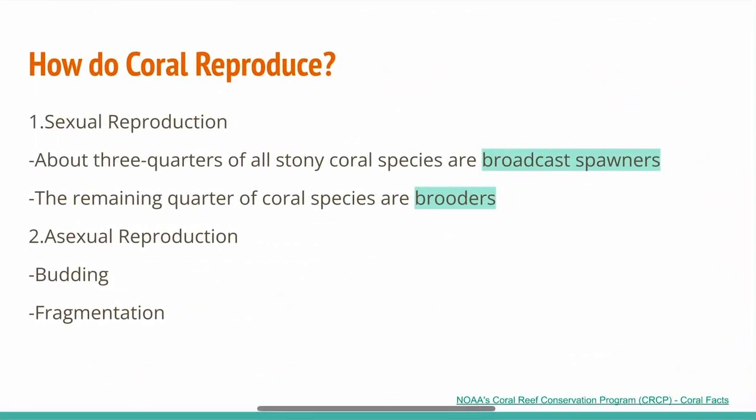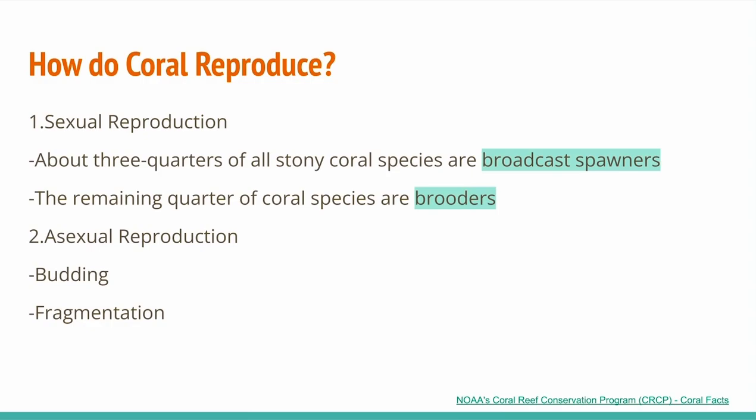Coral reproduce through one of two ways, the first way being sexual reproduction. About 3/4 of all stony coral species are broadcast spawners. What this means is that the coral species in an area release their eggs and sperm at about the same time. Because colonies may be separated by wide distances, the release of sperm and eggs must be precisely timed. The remaining coral species are brooders. Brooders disperse their larvae shorter distances. These colonies only ever reach small size.